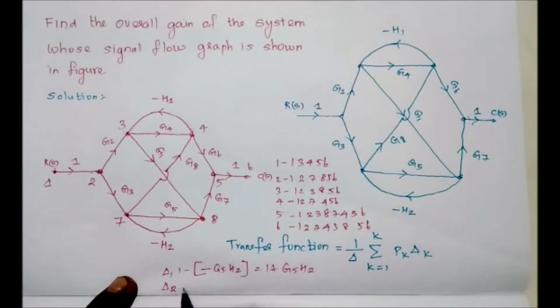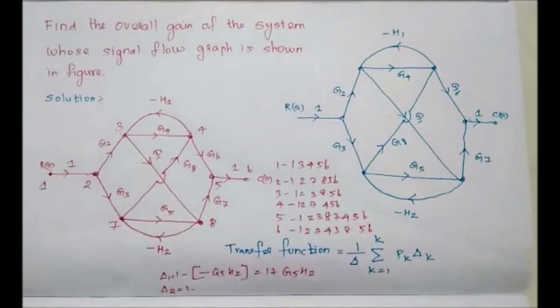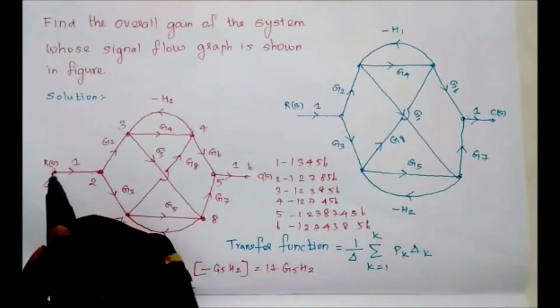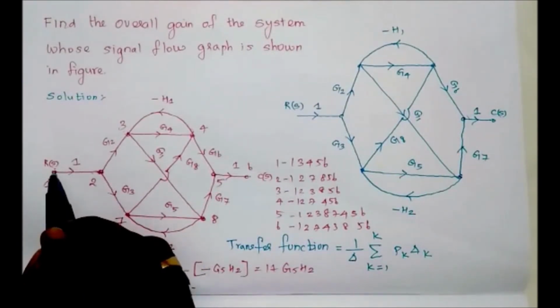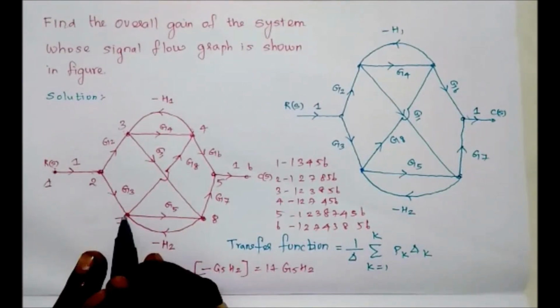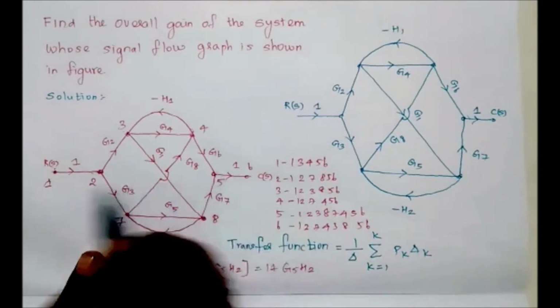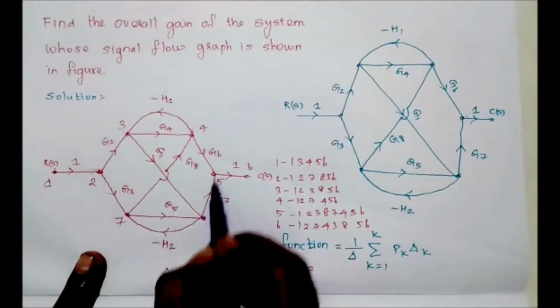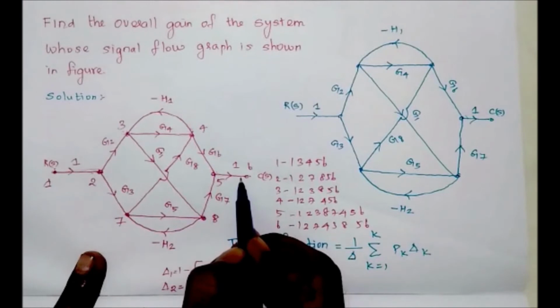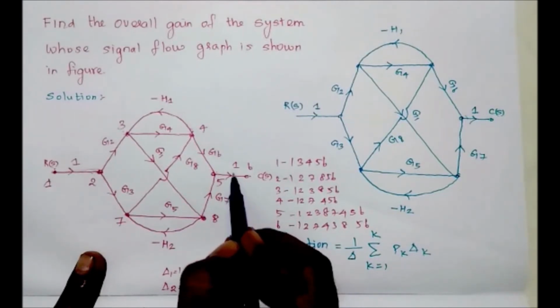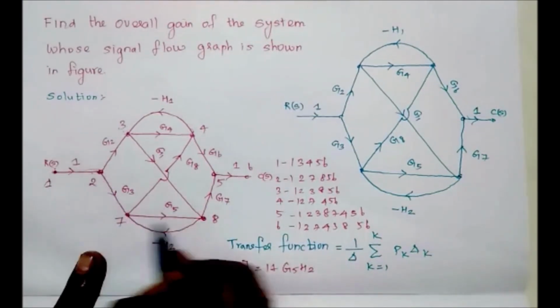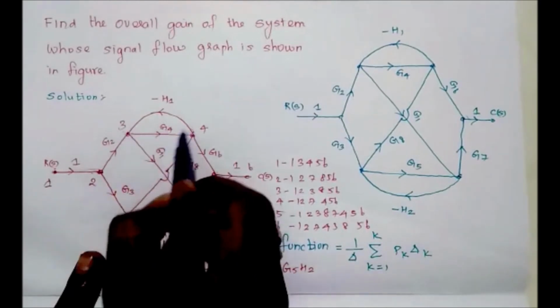Next we have to find the del 2 value. This is the second forward path, and its nodes are 1 2 7 8 5 6. Apart from this path, the part of the graph which is not touching this path is only nodes 3 and 4.